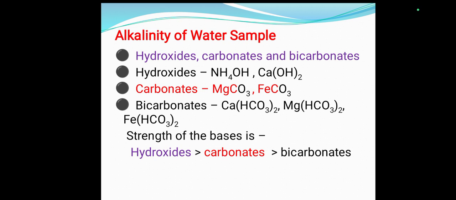Here we are going to see some examples of alkalinities. First one is the hydroxides, then bicarbonates and carbonates. Hydroxides like NH4OH, calcium hydroxide; carbonates like magnesium carbonate, iron carbonate. Calcium carbonate will not come here, as we know it is practically insoluble in water. And in bicarbonates you can see calcium bicarbonate, magnesium bicarbonate, iron bicarbonate.